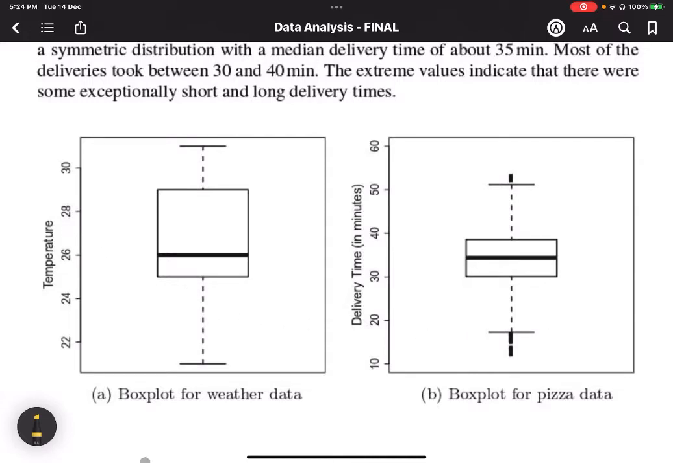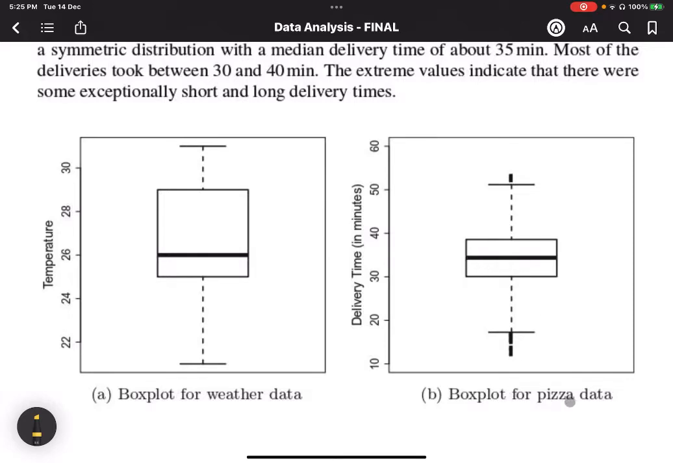So, we have the temperature for the weather data. So, makikita natin na wala siya sa center, yung kanyang median. This is the median. Wala siyang nakalagay na first quartile or third quartile. Wala rin siya nakalagay na maximum at minimum, no? Pero dito meron. We have maximum, minimum, and meron siyang outliers, no?